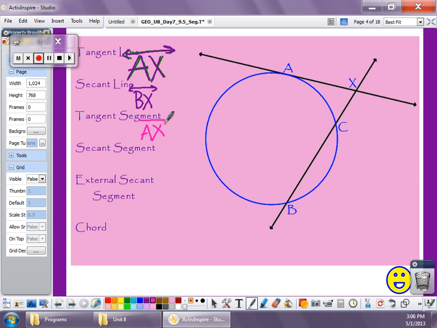Okay. Secant segment. It touches twice. Secant usually means that it kind of extends past it, and it has 2 endpoints because it is a segment. So this will be BX.